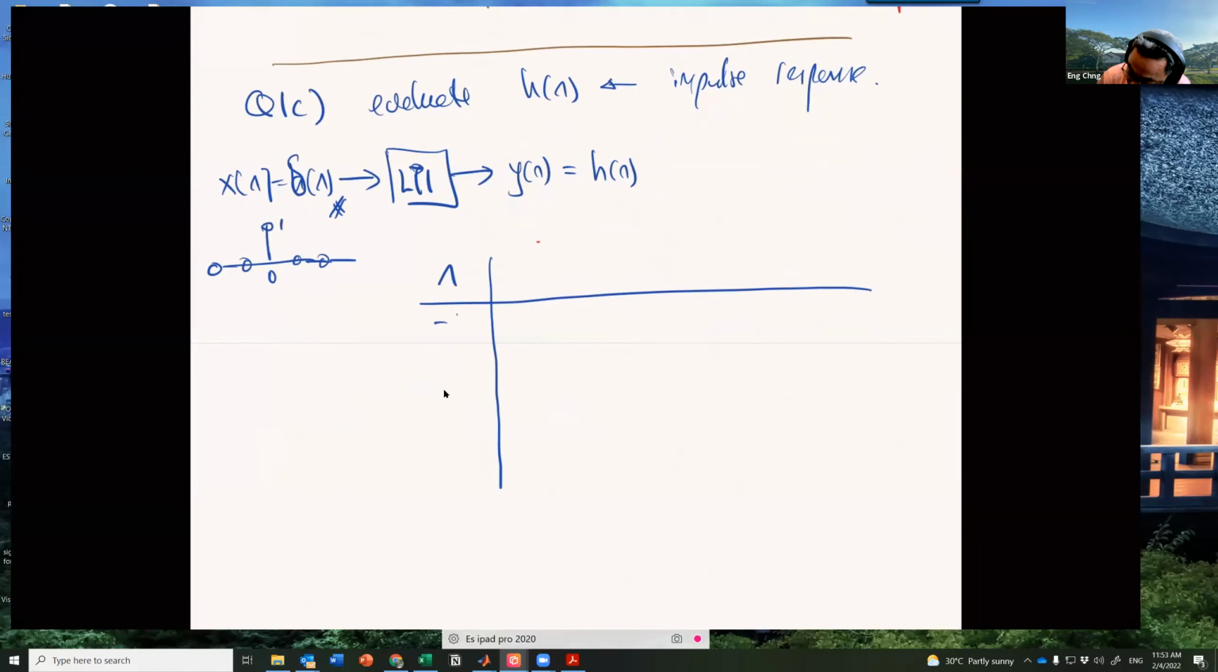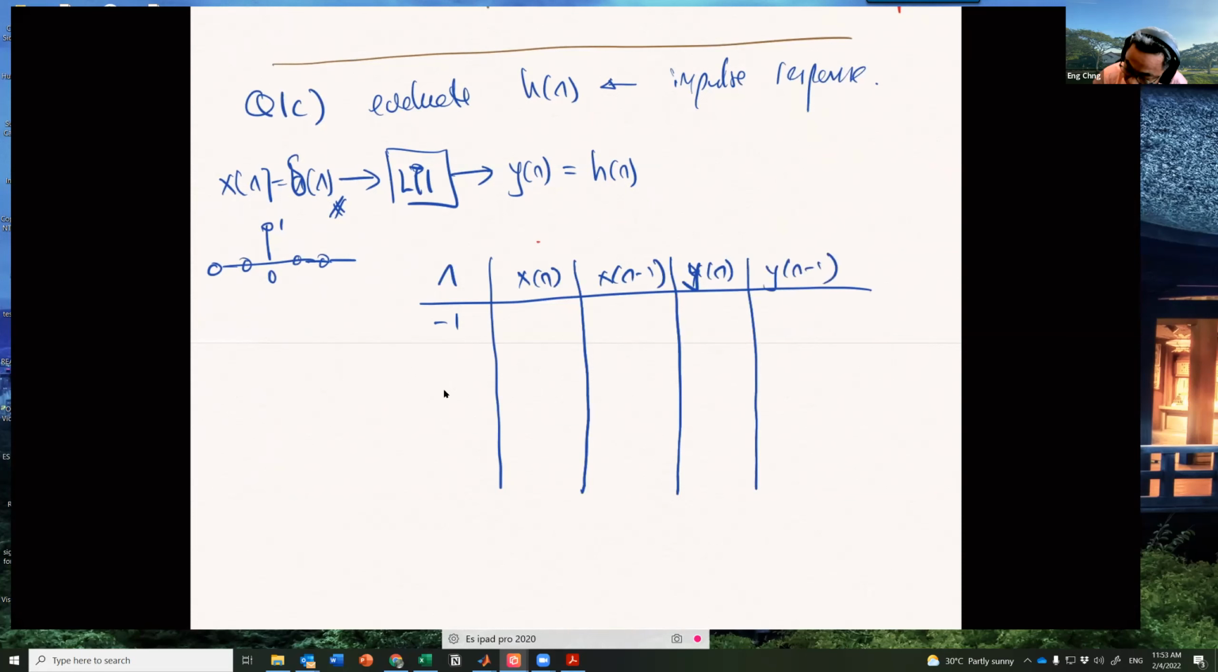At n equals -1, what is my x of n? What is my x of n minus 1? What is my y of n? And what is my y of n minus 1? Okay, now let us start with a relaxed system. A relaxed system means all the memory is 0. The output is 0. So we say that the system is relaxed. So this first line is to tell you that the system is relaxed only. If I never tell you, you should assume, you must assume that the system is relaxed. At time equals -1, x of n minus 1 is 0. Everybody is 0. The input is 0, the output is 0.